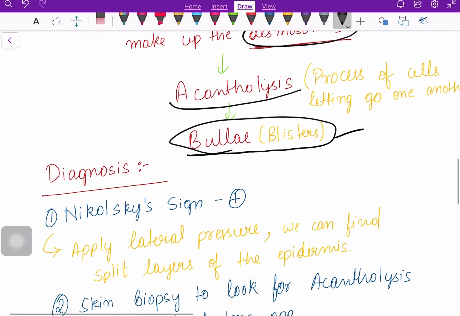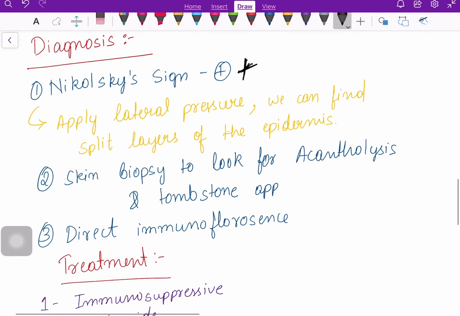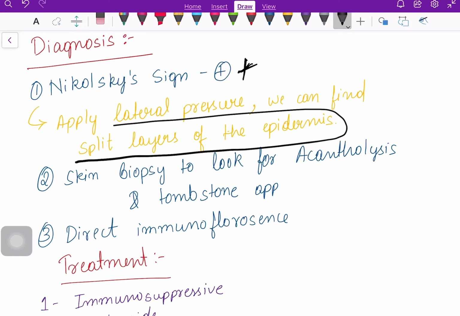Then how can we diagnose this? Diagnosis is mainly done by the Nikolsky sign. Nikolsky sign will be positive here. What do we do in the Nikolsky sign? We apply lateral pressure to the skin where the blisters or bullae are present. Then we can find a split of the layers of the epidermis. If we see the splitting, then it is a positive Nikolsky sign, which is seen in pemphigus vulgaris.